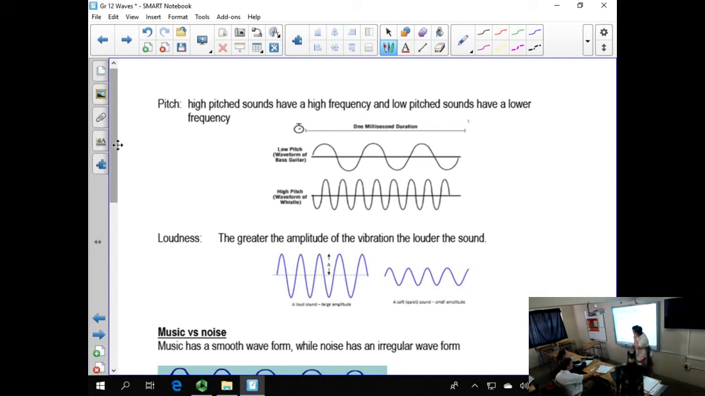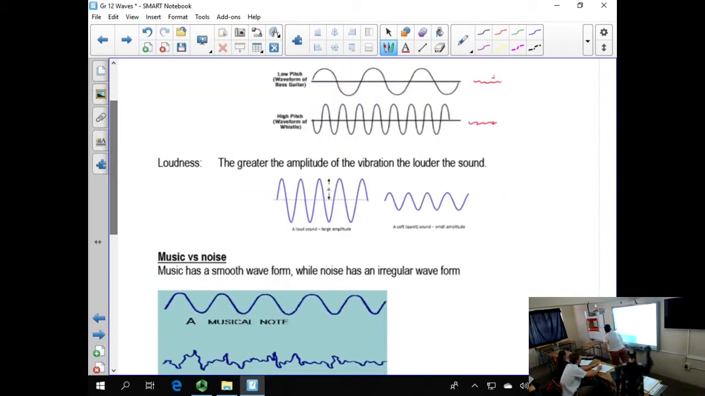In terms of what we hear, the pitch, high-pitched sounds have high frequencies, and low-pitched sounds have low frequency. If I could put it onto a sine wave generator, this would be the low-pitched. Is that one? High pitch, low pitch.